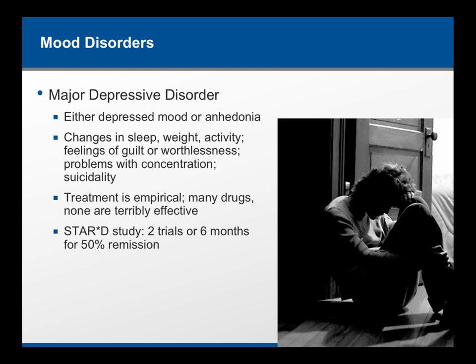The treatment is really empirical. We have a lot of drugs to treat depression, and none are terribly effective. A first-line drug will have around a 30% chance of eliciting a response. There was a really large study called the STAR-D study where they looked at treatment algorithms with either augmentation or switching drugs in a very large, somewhat naturalistic sample. And what they found was it took 2 trials and 6 months of time to achieve a 50% remission in their patient sample, which is pretty poor.